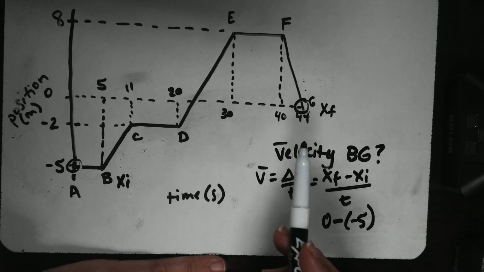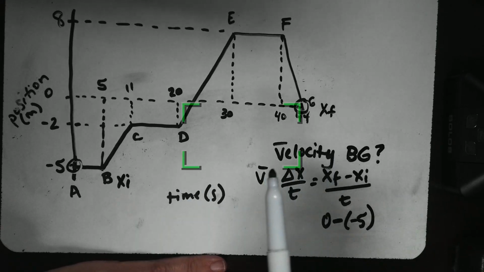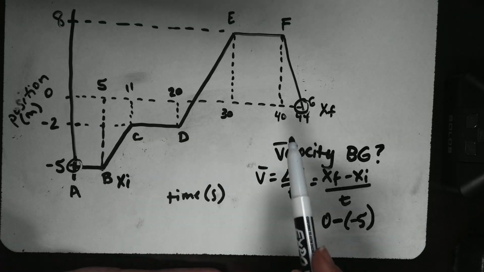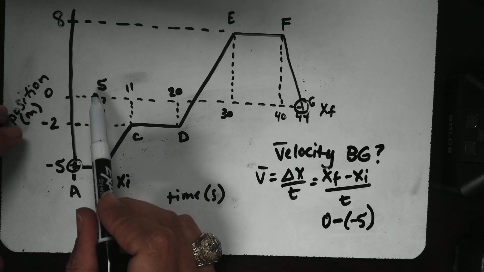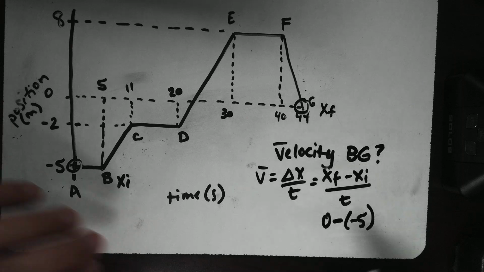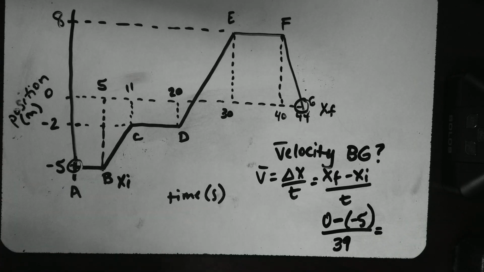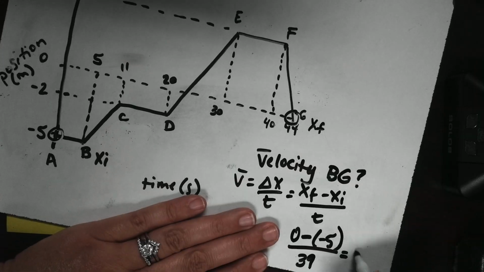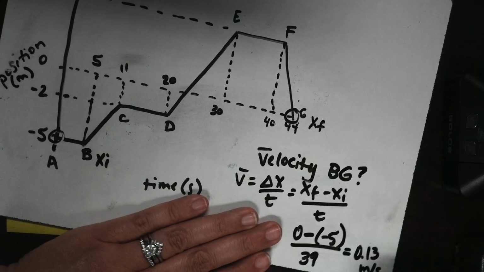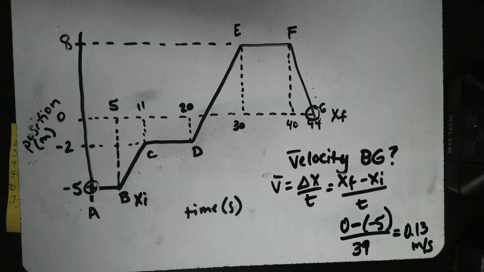How long did it take me to get from B to G? From 5 seconds to 44 seconds. Here's my time: at B it's 5 seconds, at G it's 44 seconds, so it took a whopping 39 seconds. I've got to put that in my calculator. 0 minus -5 is +5. Uh-oh, my battery is low. 5 divided by 39 is 0.13, so 0.13 meters per second. That is my velocity of BG.